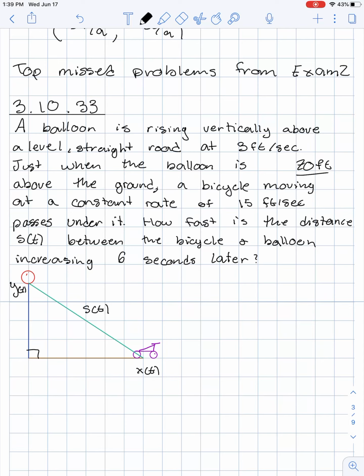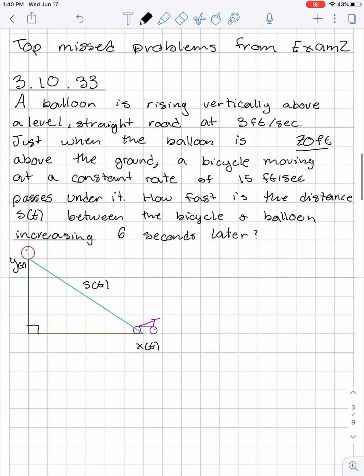The good thing looking back on these things is now I know a lot more stuff about keywords that I might not have known right then. I now know this word increasing means that a derivative is going to be positive, right? Decreasing negative, increasing positive. It's asking me how fast the distance between something is changing. It's a rate, so I want to find what S prime of t is.